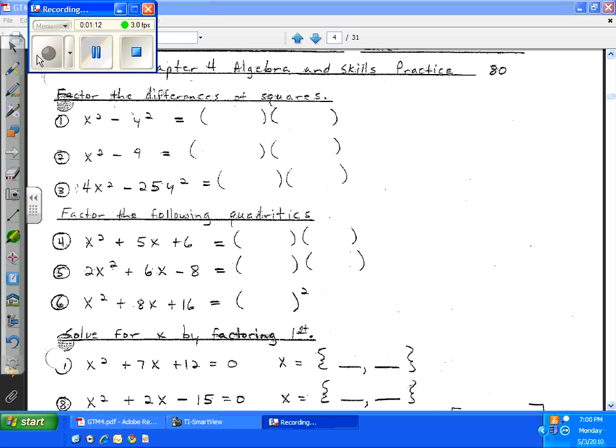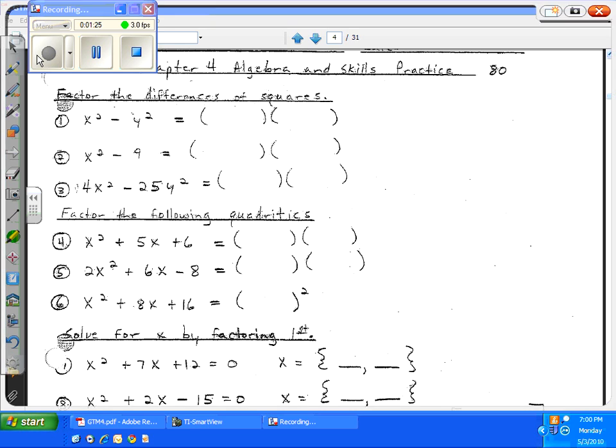What we're going to be looking at in this pre-Chapter 4 skills and practice is factoring quadratics, the difference between two squares and a binomial square and some of those things. On page 200 of the Algebra 1 text, we look at multiplying binomials.